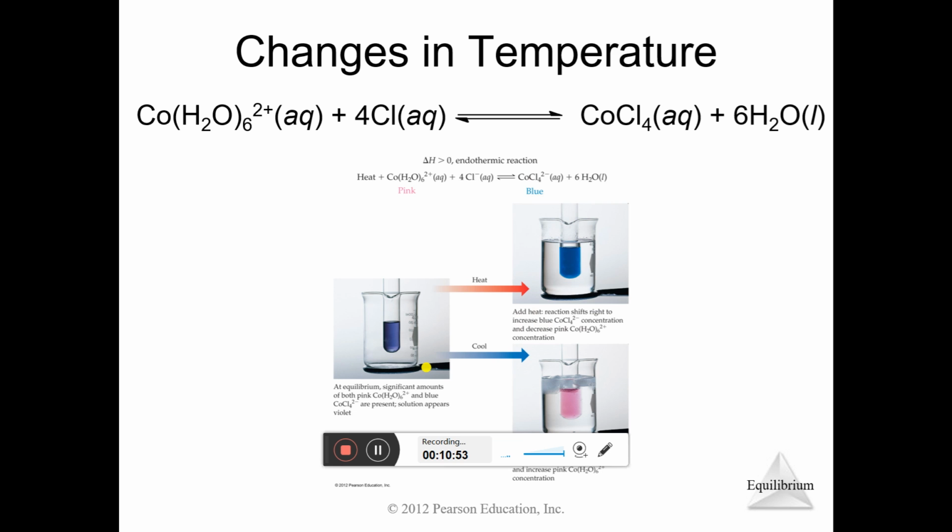So let's just talk about this in terms of shifting left, shifting right, et cetera. Okay, if we were to say this picture right here, the first with the test tube in the beaker where we have this kind of purply color, that's at equilibrium. There's enough of both blue and pink to make our pretty purple color. They're about even. The concentrations are about even.